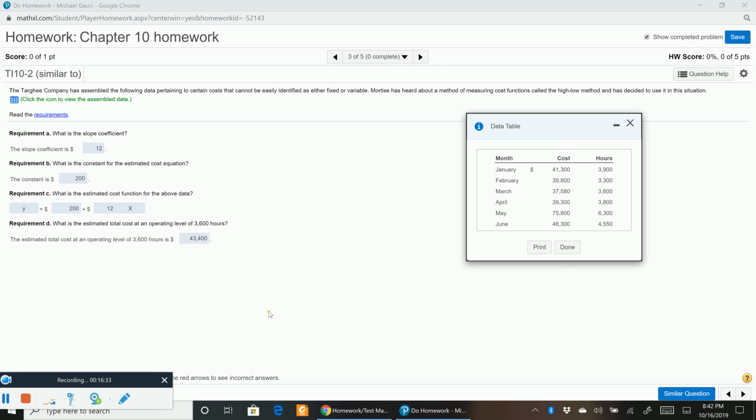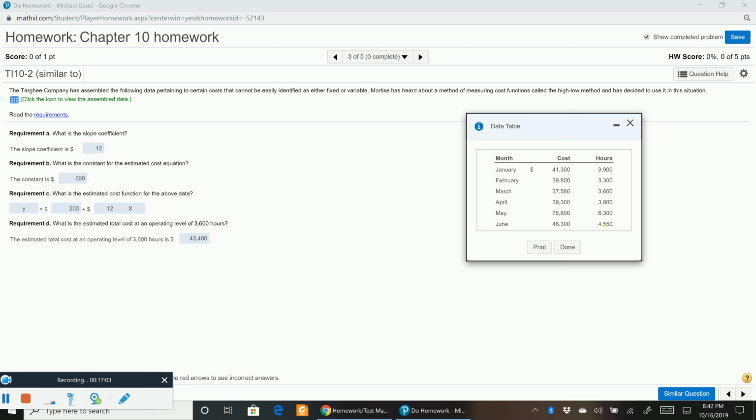In this next homework problem, we have a company, and you can see the data table. They have their total costs, and we know the costs are not fixed and they're definitely not variable. So we have a bunch of mixed costs here. The cost driver is the number of hours, and the author is asking us, what is the variable cost per unit?